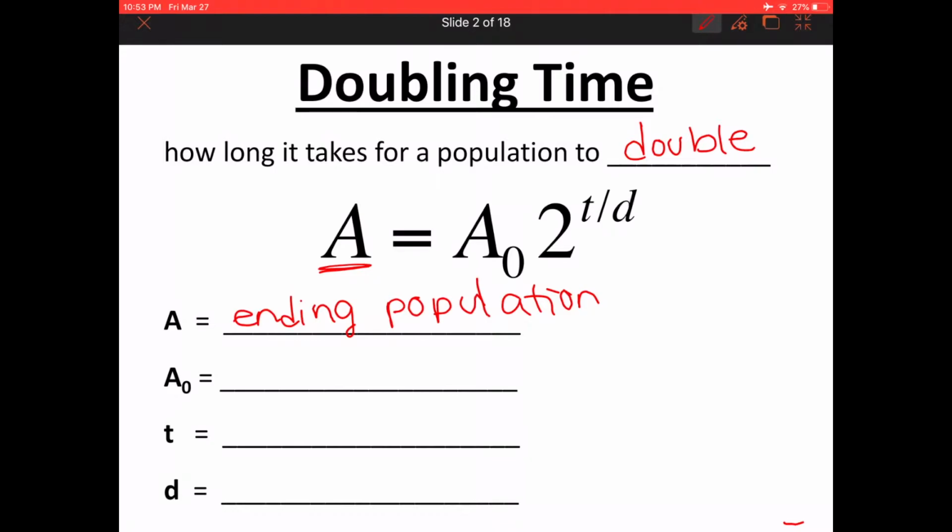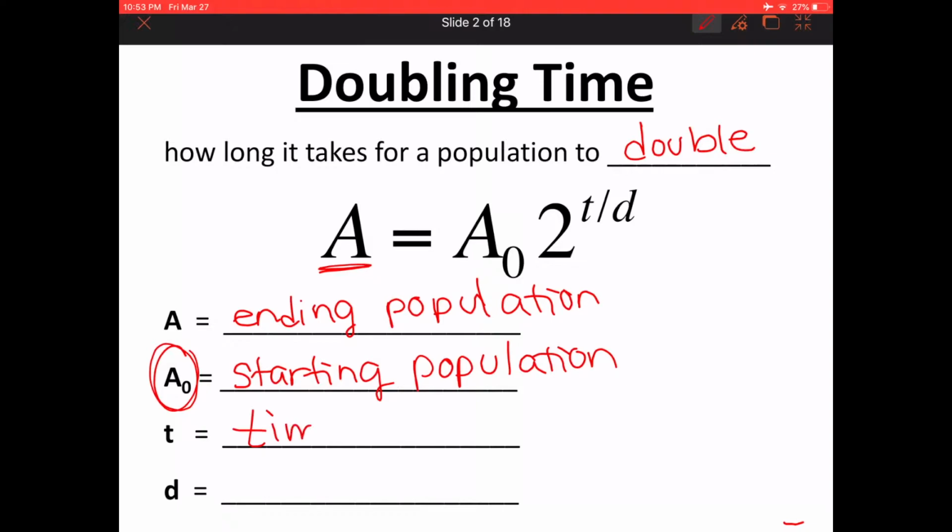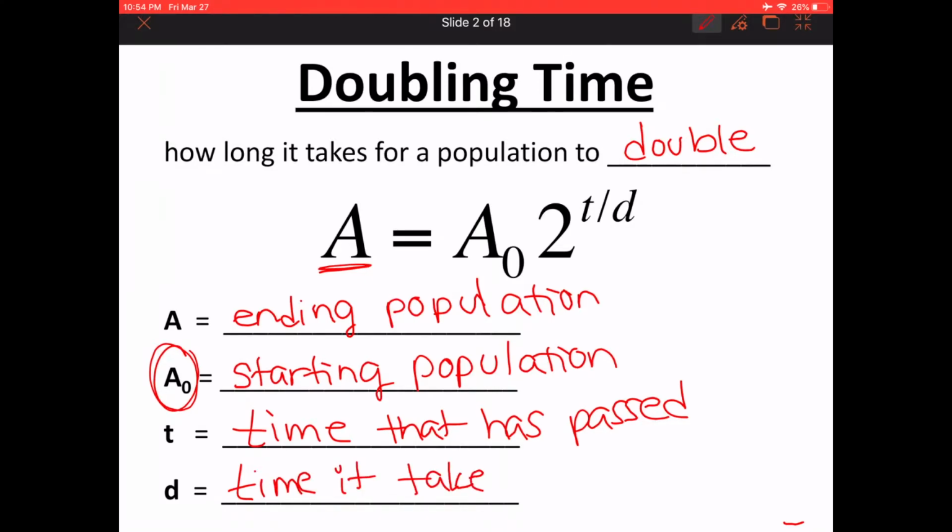This notation is read as A sub 0 because the 0 is there as a little subscript. A sub 0 represents the starting population, and that's why it has a 0 there, because usually when we start counting, we start at the number 0, correct? T represents the total amount of time that has passed, and D represents the time it takes to double.